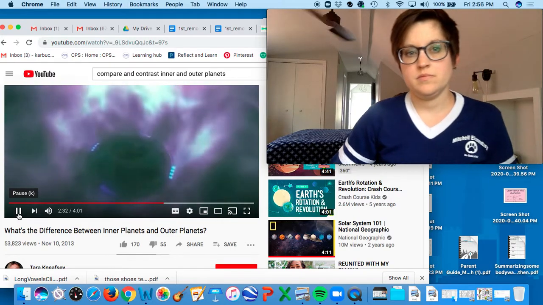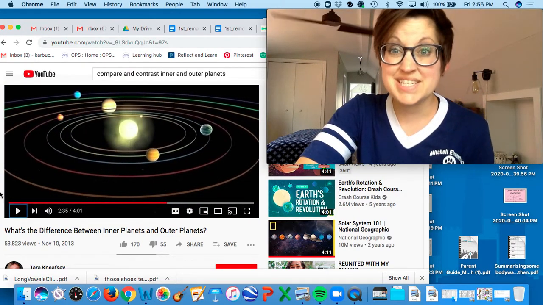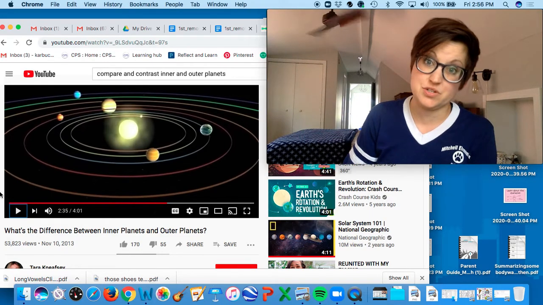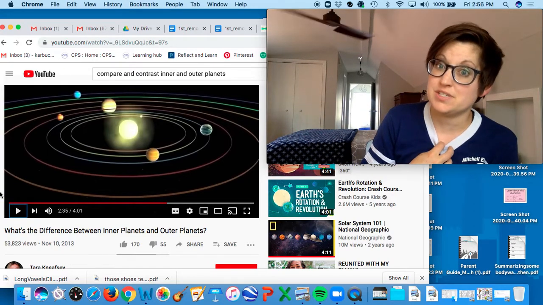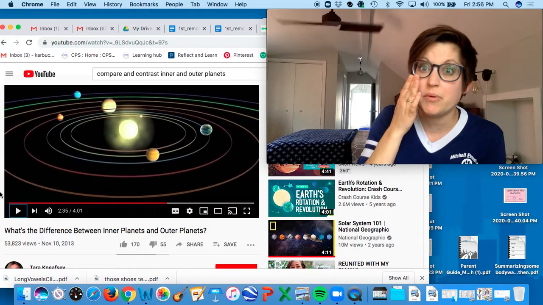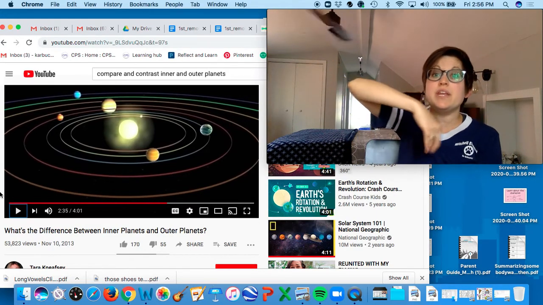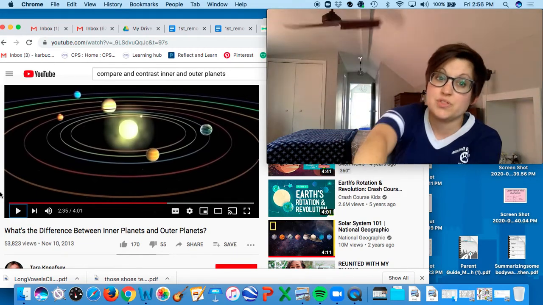Inner planets orbit the sun at a faster rate than outer planets. Okay, so that's another pattern we can think of. They orbit a lot faster because they're closer, so their years are going to be similar to the 365 days that we have here on Earth. But remember, those outer planets are so far away that it takes many, many years to even get one orbit or one revolution around the sun.